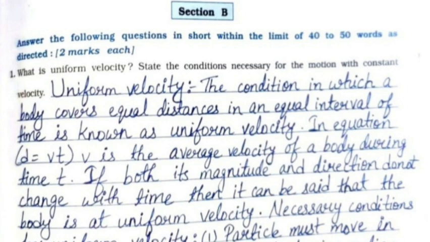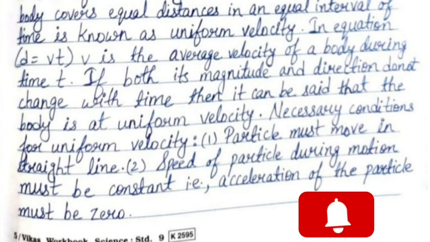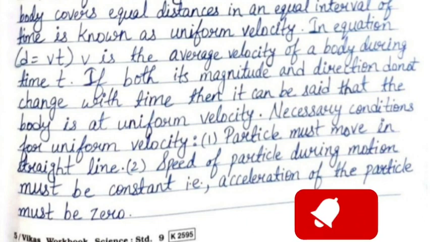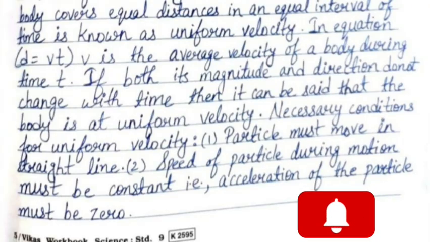uniform velocity. In equation, v is the average velocity of a body during time t. If both its magnitude and direction do not change with time, then it can be said that the body is at uniform velocity. Necessary conditions for uniform velocity are: particle must move in a straight line. Speed of particle during motion must be constant, that is, acceleration of the particle must be 0.